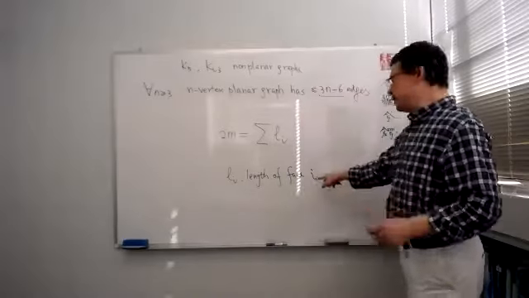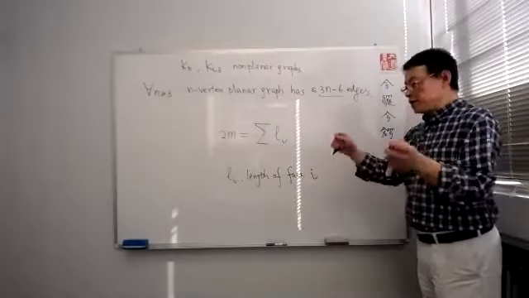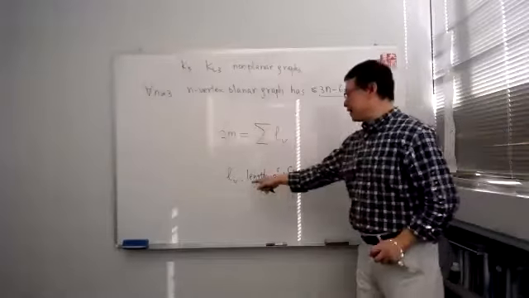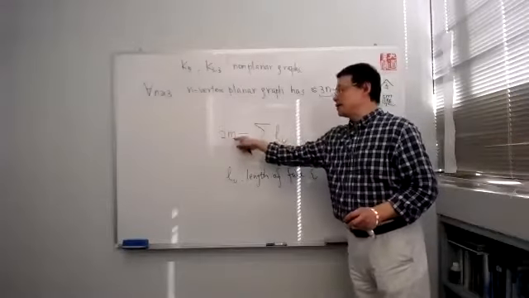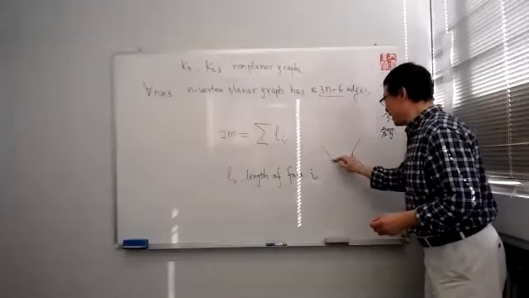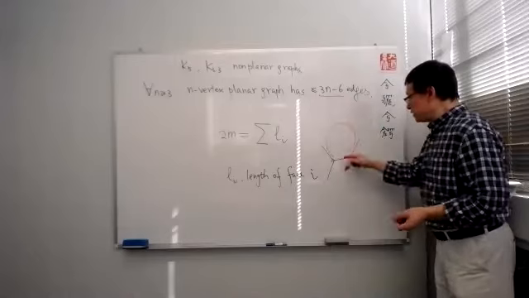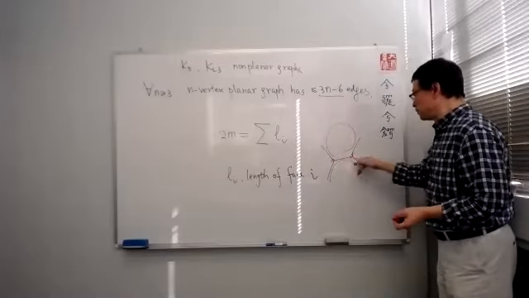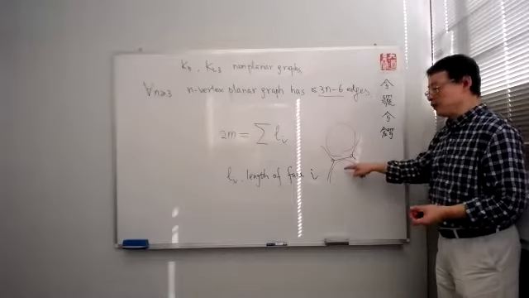Suppose we number the faces, give each a name, 1, 2, 3, 4. Each face has a length. Then if we sum up the face lengths, what we get is twice the number of edges, because each edge will be summed twice. When we count this face, the edges belong to this face and also belong to this other face. So each edge is counted twice, once from this face and once from this face.